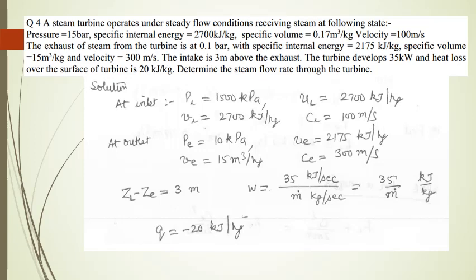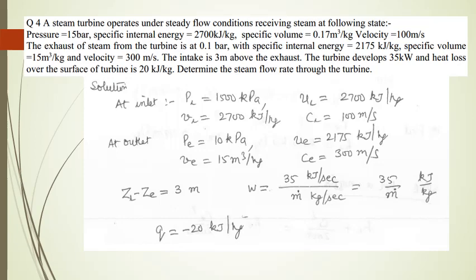Zi minus Ze, that is the difference in elevation, will be 3 meter, and the work in kilojoule per kg can be obtained by dividing the work output in kilojoule per second by the mass flow rate, that is in kg per second. So you get 35 upon m dot, which is in kilojoule per kg.